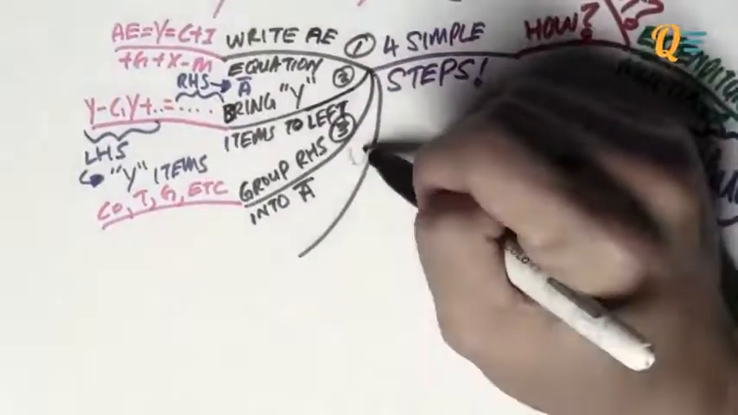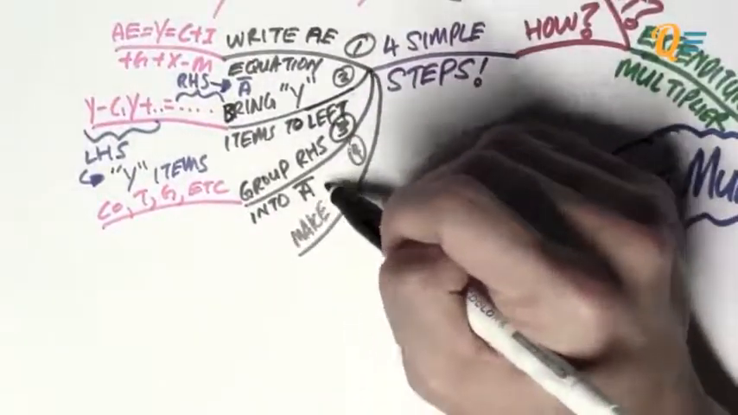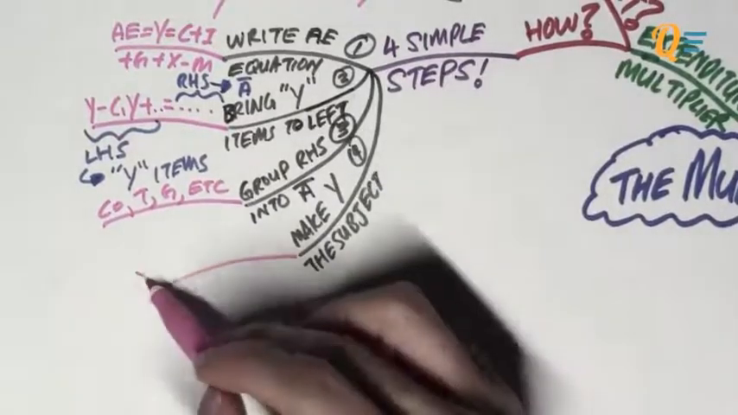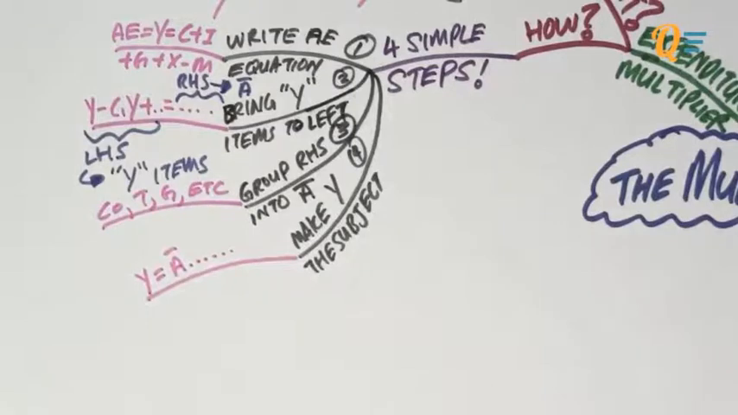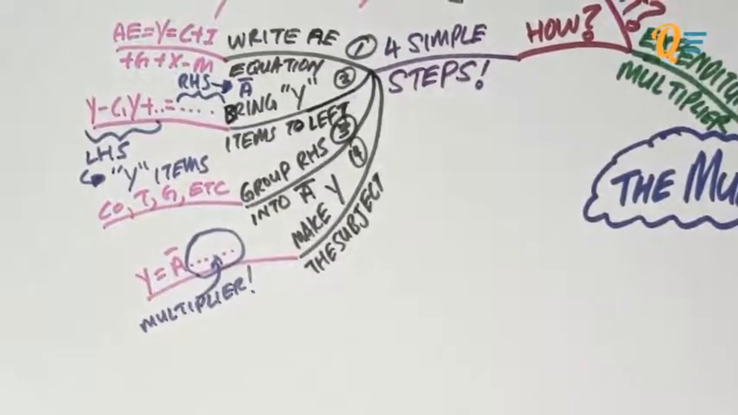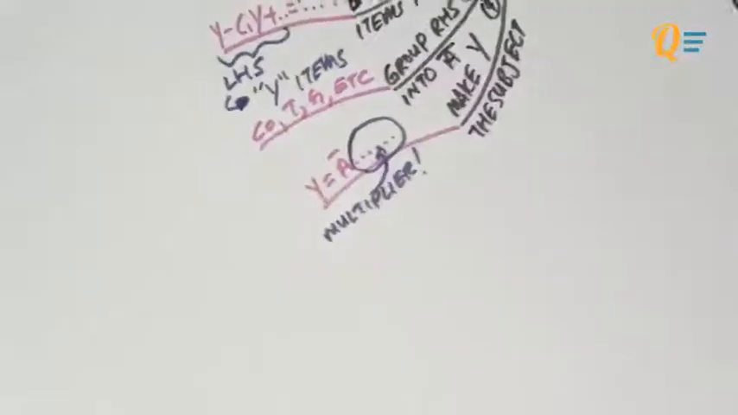Now the last step is to simply make Y the subject of the entire equation. So what that means is that you bring everything else to the right-hand side so that Y becomes the subject. And what you realize is that this dotted part over here will be the multiplier. Okay, so that's a quick summary of how you can derive the multiplier using your AE equation. This is just a quick summary and quick 4 steps.